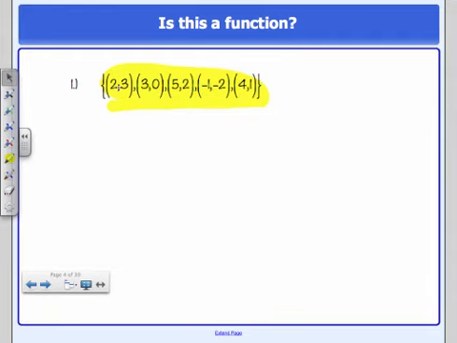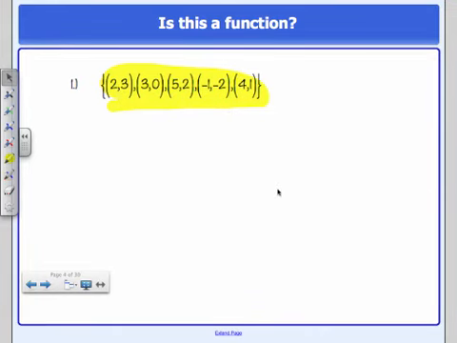So if you look at this right here, is this 2 as an input associated with any other outputs besides this 3? If it isn't, then this 3 is good. How about this 3? Is this 3 as an input associated with any other outputs besides 0? No, it's not. So the 5, same thing, is only associated with a 2, the -1 is only associated with a -2, and the 4 as an input is only associated with a 1 as an output. So this is going to be a function because no inputs have more than one output.